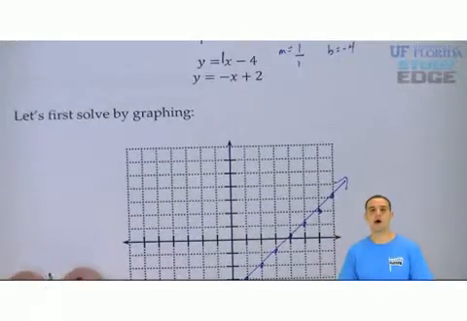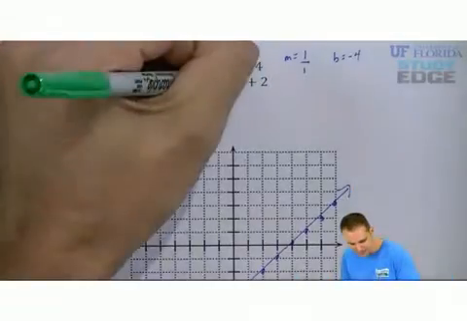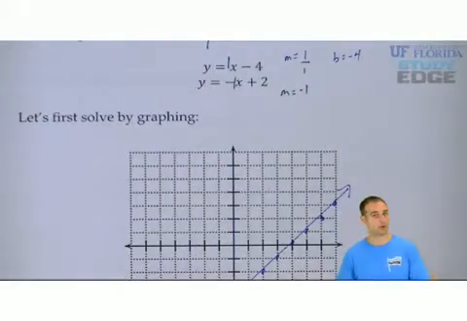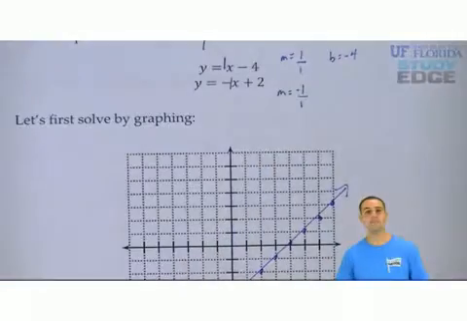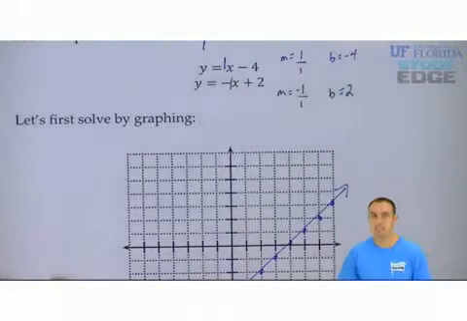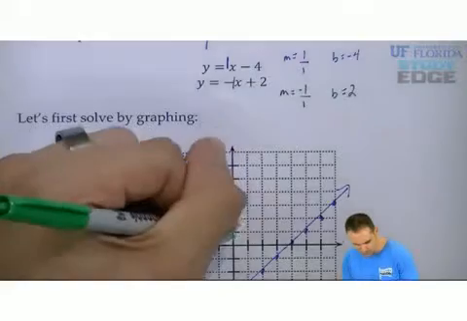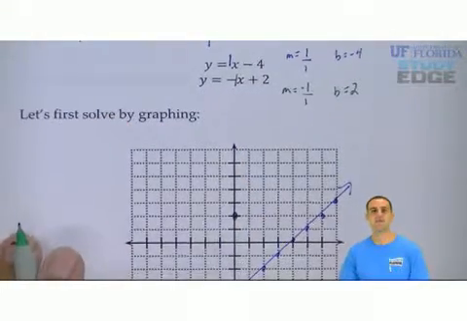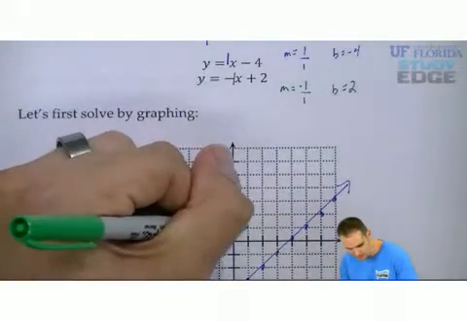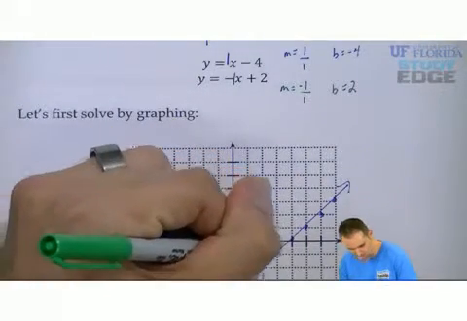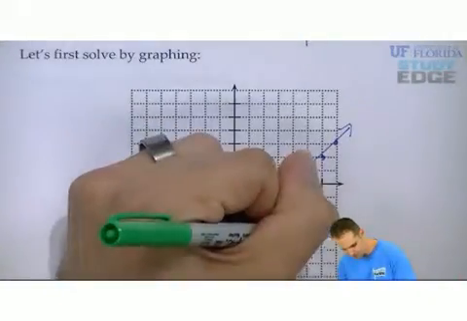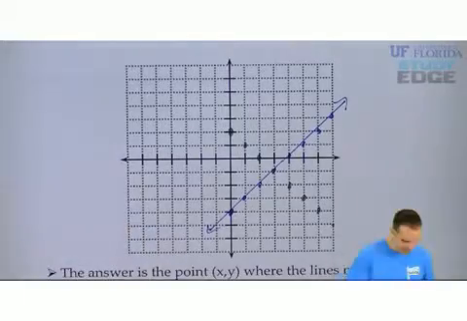The other line is y equals negative x plus 2. That's a negative 1x plus 2. The slope is negative 1, or rather, negative 1 over 1, and the y-intercept b is 2. From here, we're going to graph the y-intercept, which is 2: 1, 2. And from that point, we're going to go down 1 and over to the right 1. Down 1, over 1, down 1, over 1, and so on. You can keep on going if you want to. Okay, connect it.